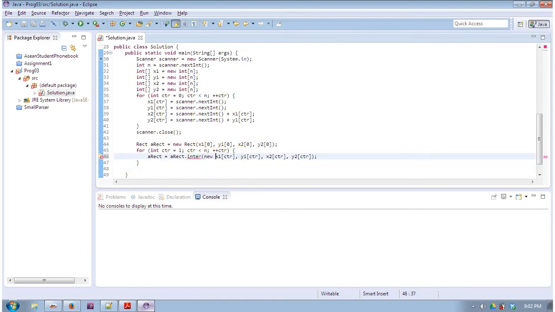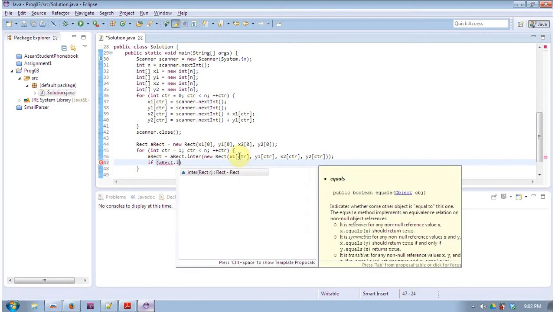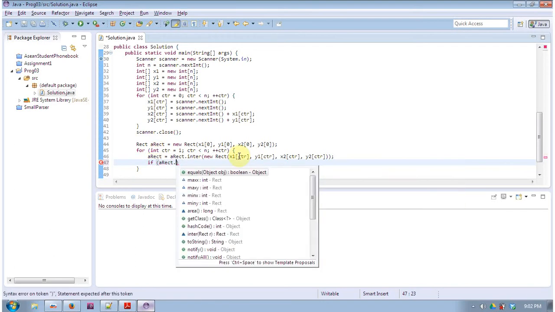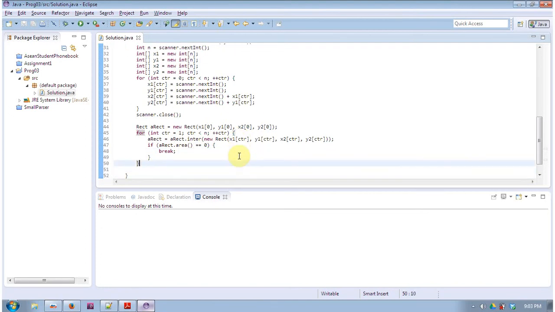I'm sorry. So we have to introduce object-oriented programming in Java. We could further optimize this program by saying if that area is equal to 0, then you can break from it. If the area is always 0, there's no need to check the rest.